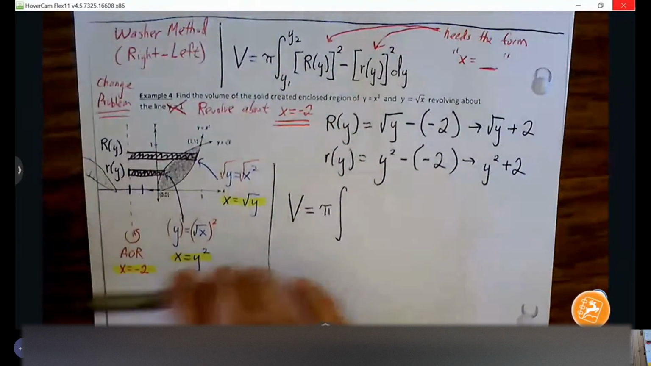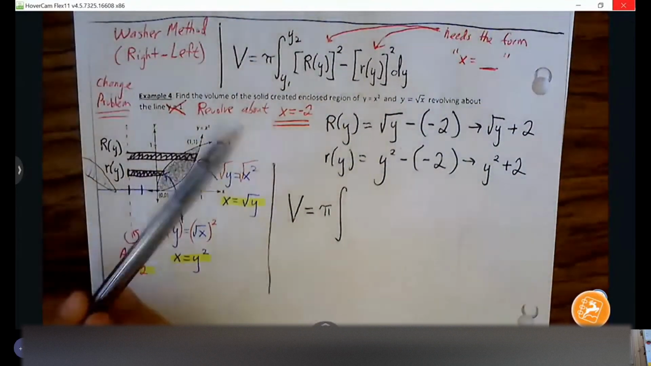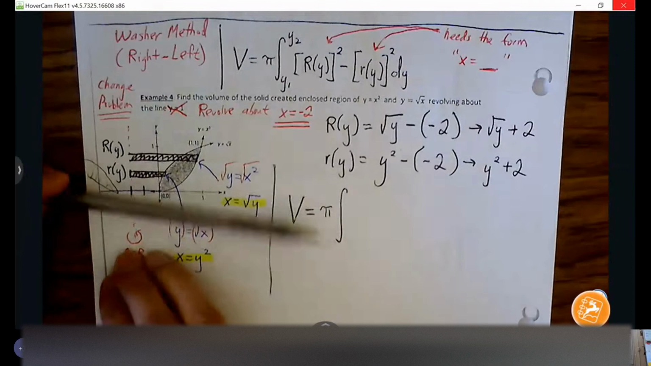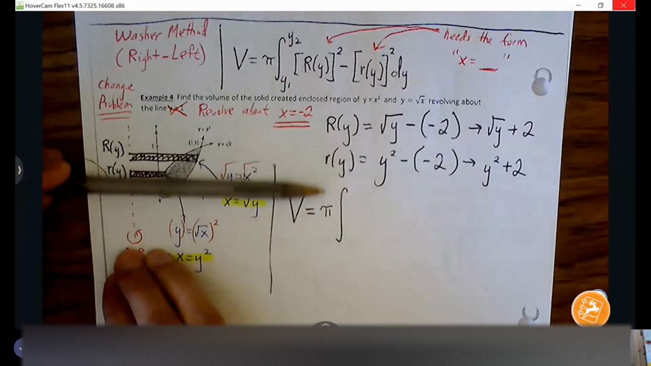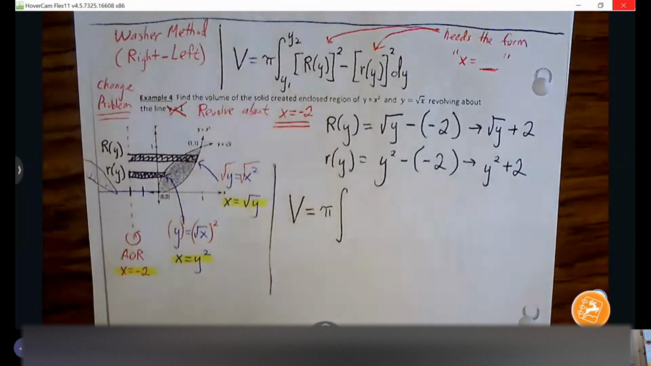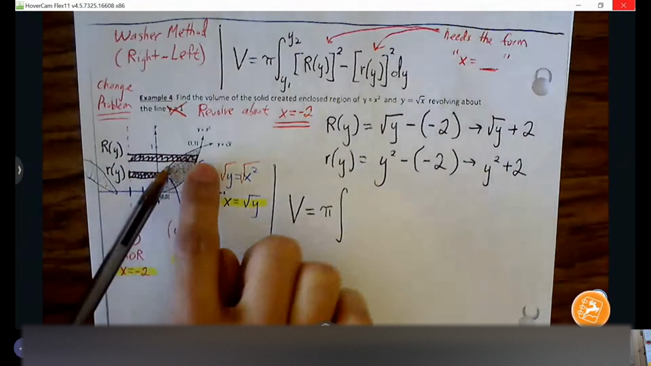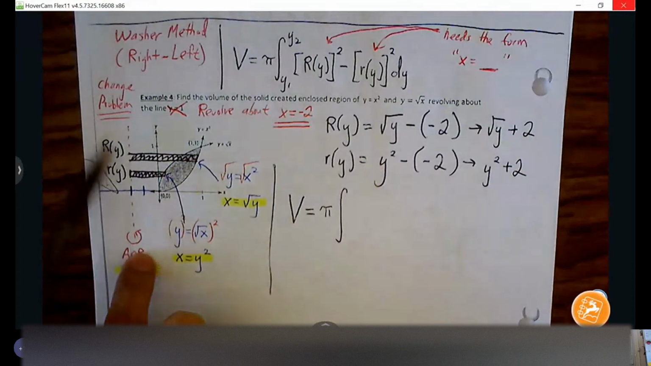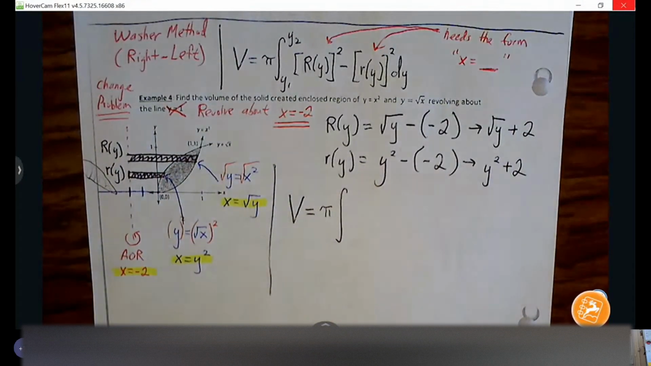Okay. We're stacking circular rings, not from the left to right, but from the bottom to the top. And then our bounds are just restricted to the shaded region. Our axis is really far away, but it has no impact on the bounds. So don't look at the axis when you're dealing with the bounds, just the shaded region.